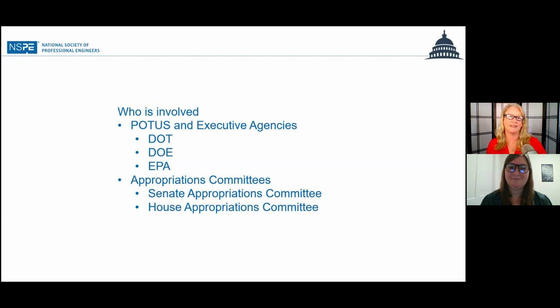So who all is involved in the appropriations process? Well, the president and the executive agencies, of course. Executive agencies include things like the Department of Transportation, Department of Energy, the EPA, and then also appropriations committees within both the House and the Senate. Each chamber has its own appropriations committee, and each of those committees reviews all of the funding requests for all of the executive agencies, and then arrives at final recommendations that then go to the full Senate and the full House to be voted on.